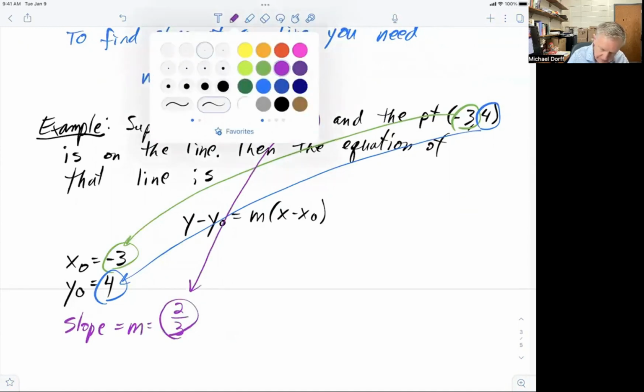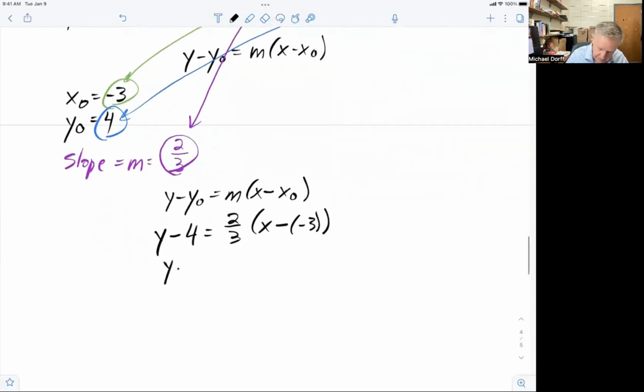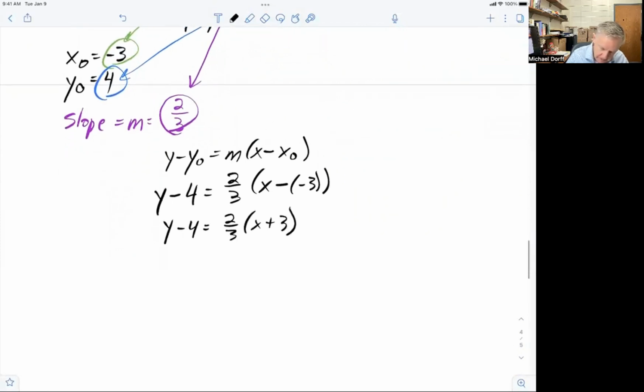So now I'm going to substitute these into my equation, y minus y naught equals m times x minus x naught. So I get y minus 4 equals 2/3 times x minus negative 3, so y minus 4 equals 2/3 times x plus 3. Simplifying on the right, I multiply the 2/3 by both terms, and I get 2/3 x. 2/3 times 3 gives me a 2. And then when I add 4 to both sides, I get 2/3 x plus 6.